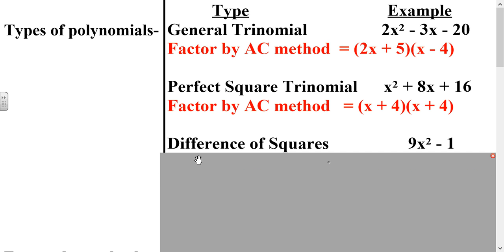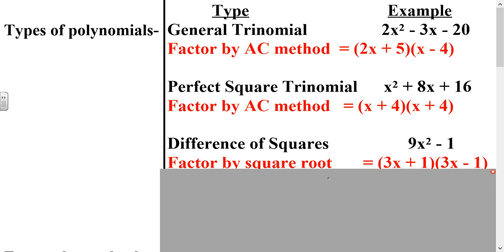Another type that we had was called a difference of squares, and this is when both of the numbers are perfect squares. So I can take the square root of 9x squared and I can take the square root of 1, and if I do that I get 3x and 1. So my factors are going to be 3x plus 1 and 3x minus 1, because the middle part has to cancel out. That's why I have one factor that's plus and one factor that's minus. And we just factor by taking the square roots of those numbers.